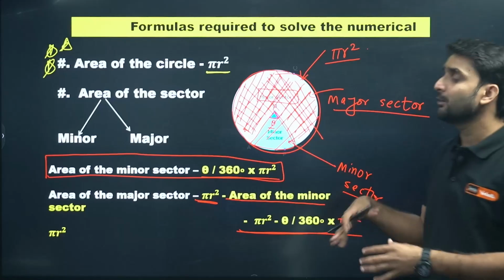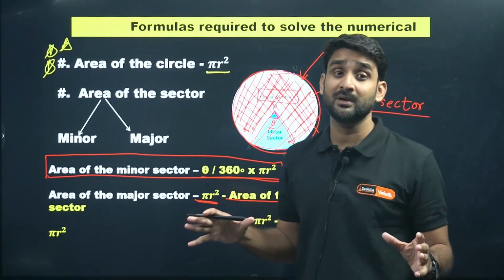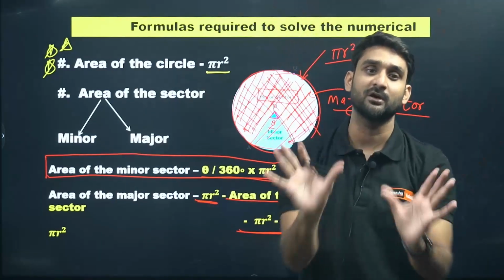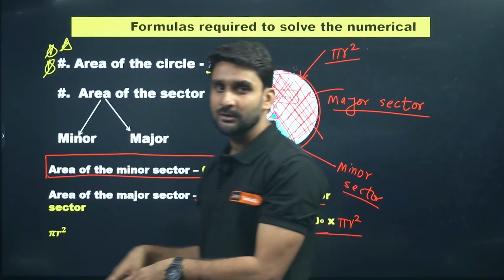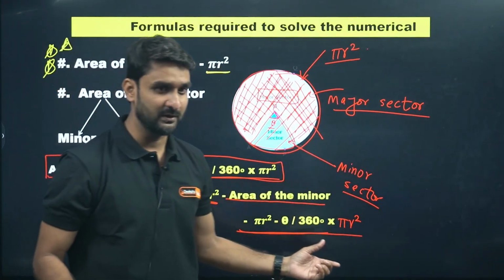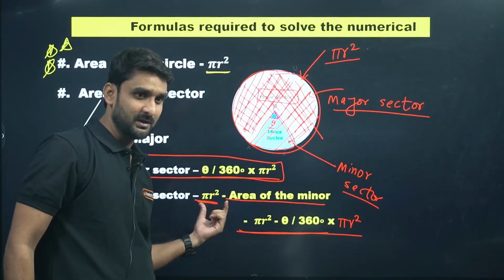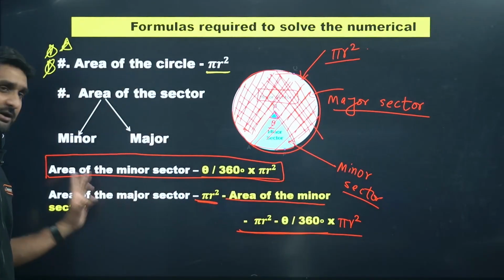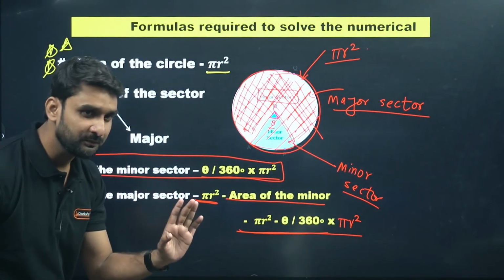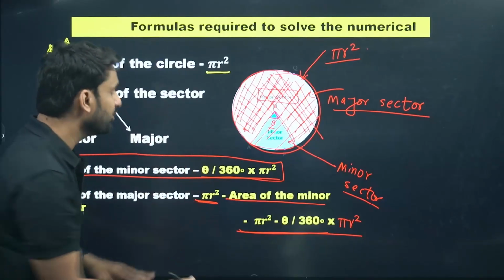And how can you calculate the area of major sector? You need to subtract the area of minor sector from the complete area of the circle. And the complete area of the circle, you already know, we can use the formula pi r square. So you need to subtract the area of minor sector from pi r square, and by doing this, you will get the area of major sector. Hope you have understood. Don't worry, we will do numericals here.